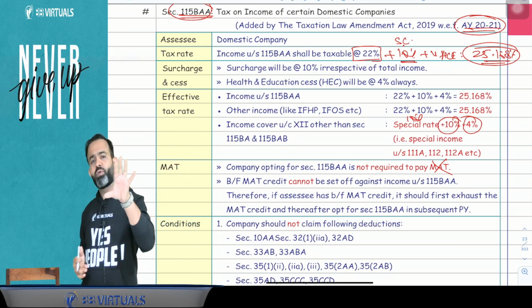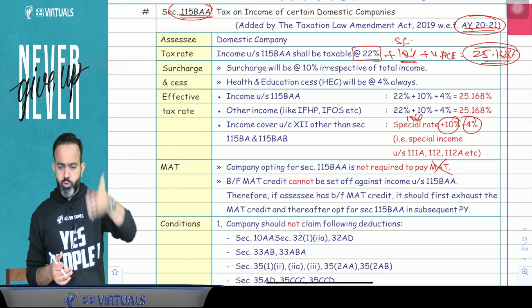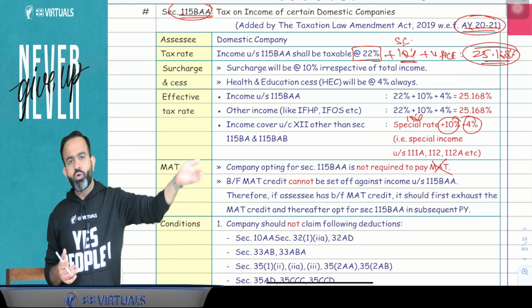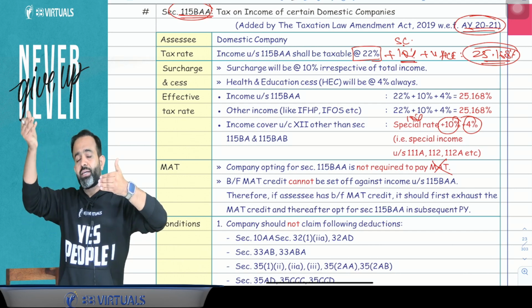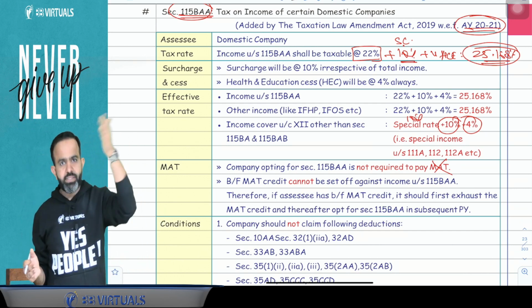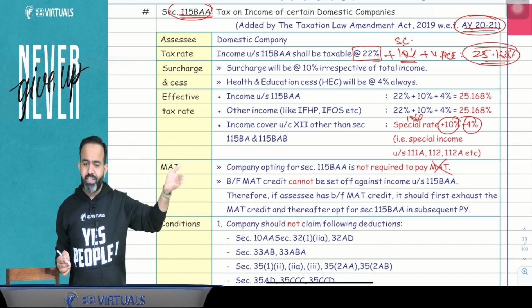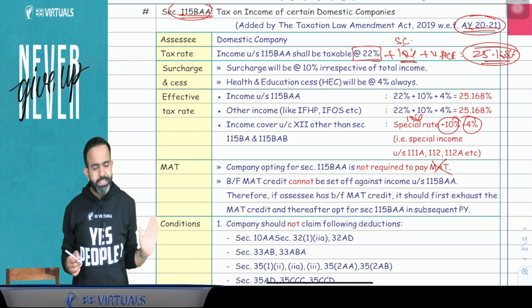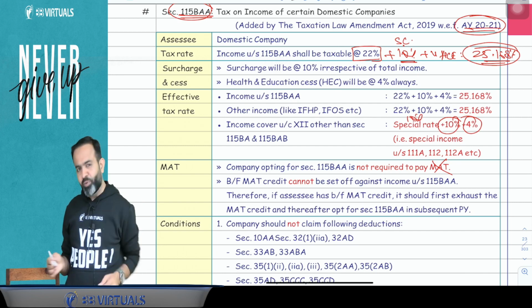Guys, that brought forward MAT credit will lapse, because when the company opted this section, then MAT is not applicable. So your brought forward MAT credit will lapse. So it is always advisable for the company to first set off the MAT credit and only after that opt for this particular beneficial section. You got my point or not? Yes. Now one more point.